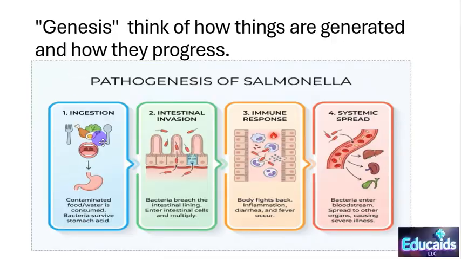and we don't want you to get salmonella poisoning. So the pathogenesis of salmonella would be ingestion, and then intestinal invasion, your immune response, and then the systemic spread. So this is from beginning to end, the pathogenesis of salmonella.